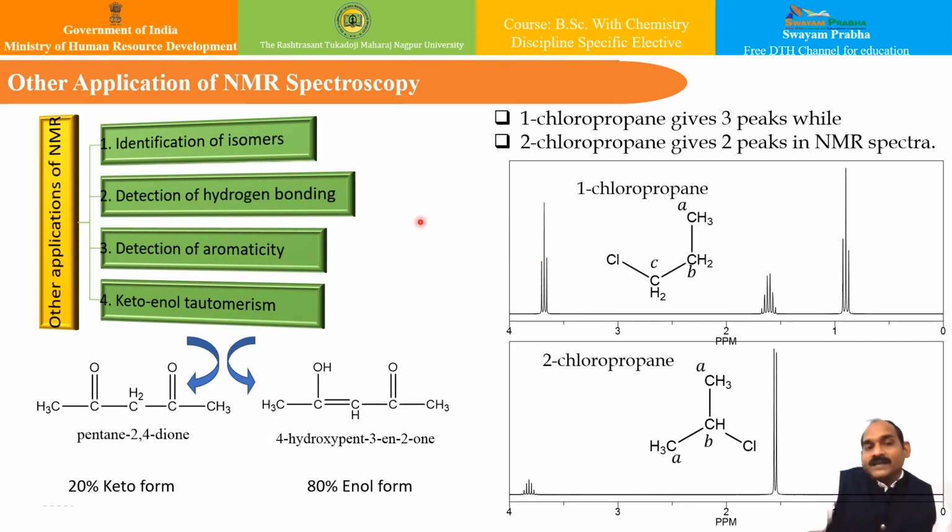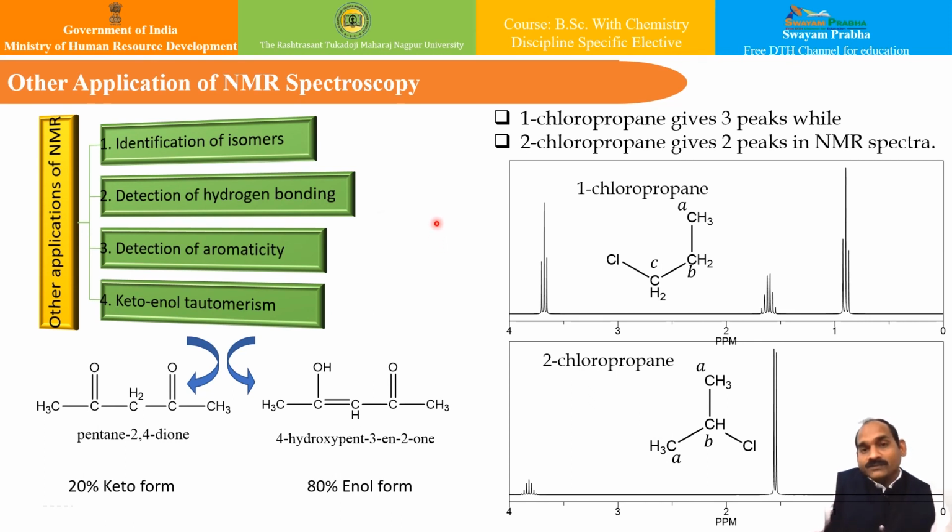There are many other applications of this NMR spectroscopy. It can be used in identification of isomers, in detection of hydrogen bonding, in detection of aromaticity, and in detection of keto-enol tautomerism. So basically all the forms you can find out.